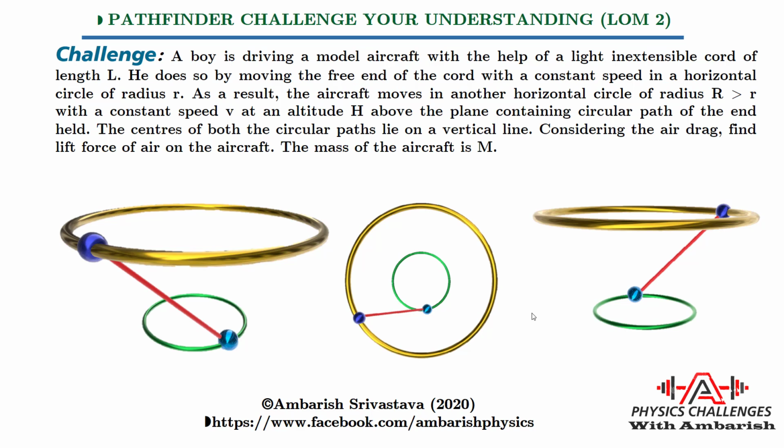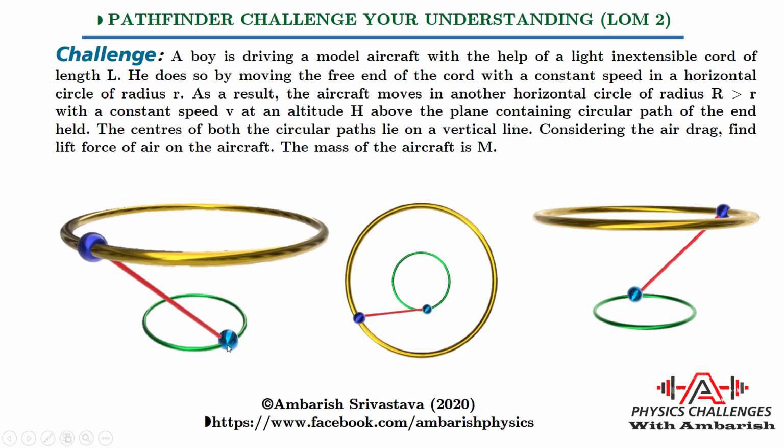Considering the air drag, find the lift force of air on the aircraft. The mass of the aircraft is capital M. Okay, so you can see the figure over here. Now this golden ring is not a physical ring. I've just shown the path of the aircraft. So imagine that this blue ball is an aircraft which is going in a circle along the golden circle in the air, and it's tied to a string.